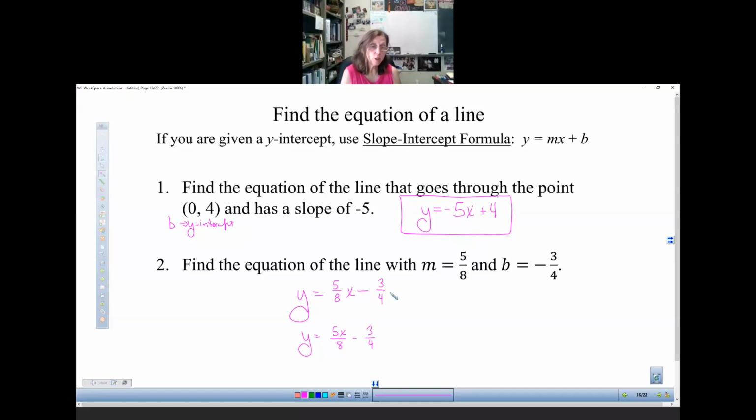I would probably do this first one, 5/8 times x. I just like that format better, but it doesn't matter. The x can either go with the 5 or it can go beside the 5/8. That's all you got to do. That is it. You have now written equations of lines. That's amazing. There you go. You got this. Thank you very much.